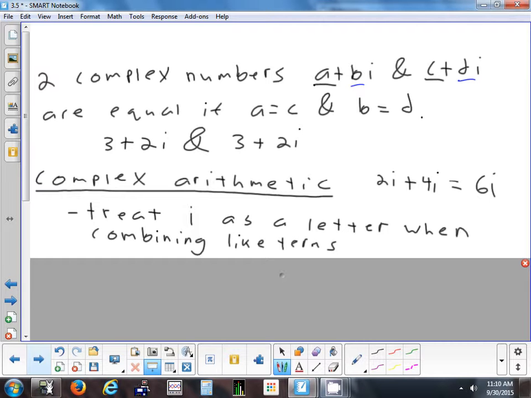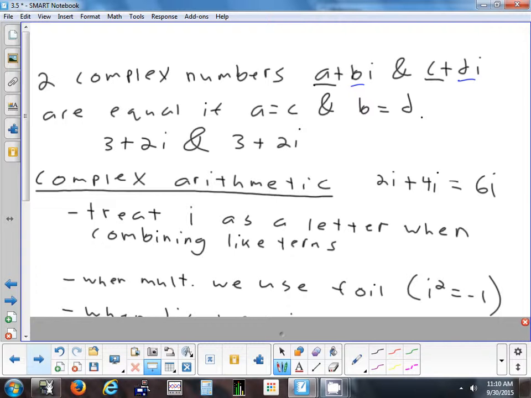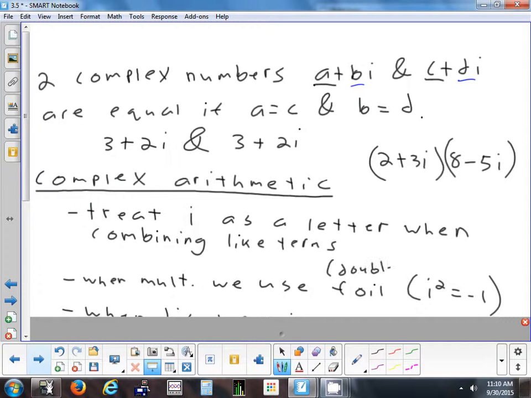Right, so treat i as a letter when you think of combining like terms. When we multiply complex numbers together, like if we had, let's say, 2 plus 3i times 8 minus 5i, we use FOIL, or some people might have learned it as double distributive. So we just multiply just like that. And we'll try an example.